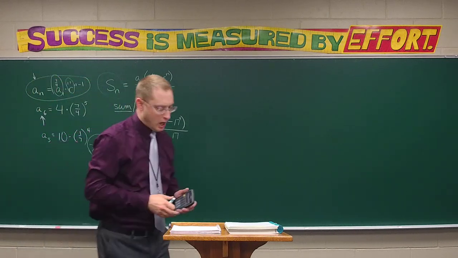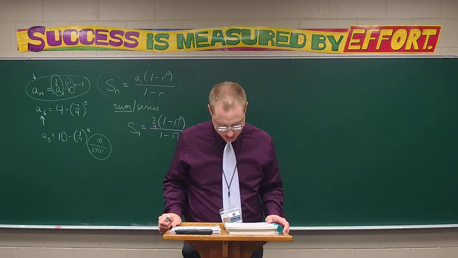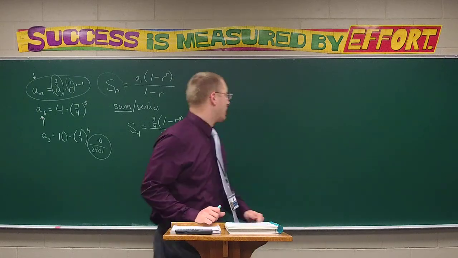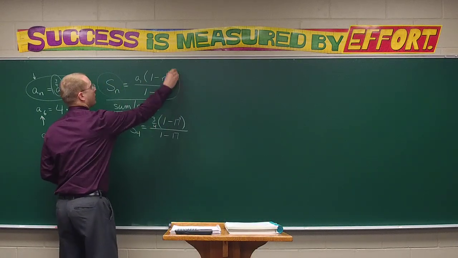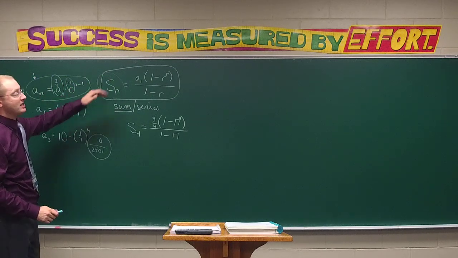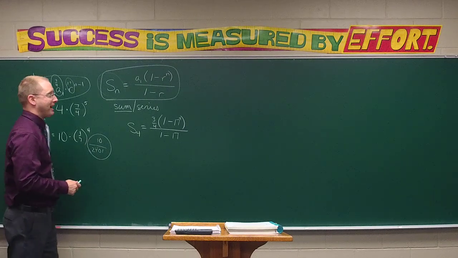Got it? Okay. Number 4, finding the sum of the first 5 terms, defined by the algorithm a sub n equals 5 times 13 to the n minus 1. Again, if we want the sum of terms, we need to use this formula. Say it with me, class. S sub n equals a sub 1 times 1 minus r to the n all over 1 minus r.